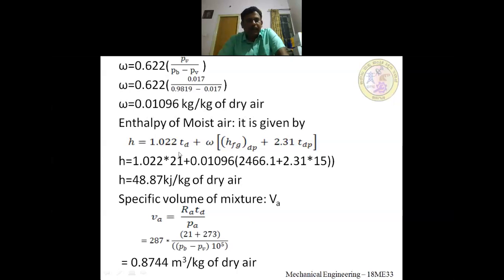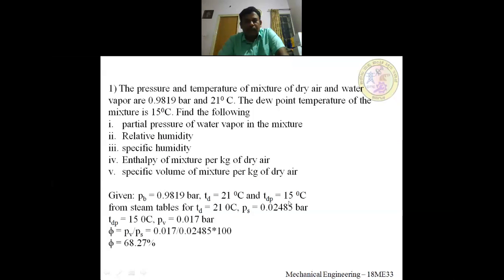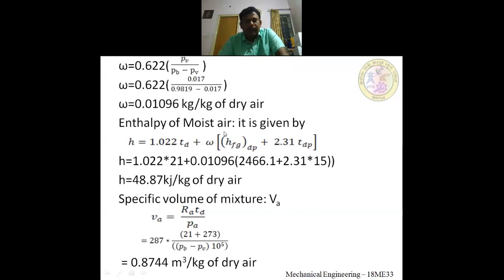Next, enthalpy, you know the formula. The dew point temperature they have given is 15 degrees Celsius. At 15 degrees Celsius you have to find HFG, the latent heat, from the steam tables, and the dry bulb temperature they have given. Omega you have found just now, 0.01096, plus 2.31 into TDP, that is 15. You are going to get 48.87 kilojoules per kg of dry air.